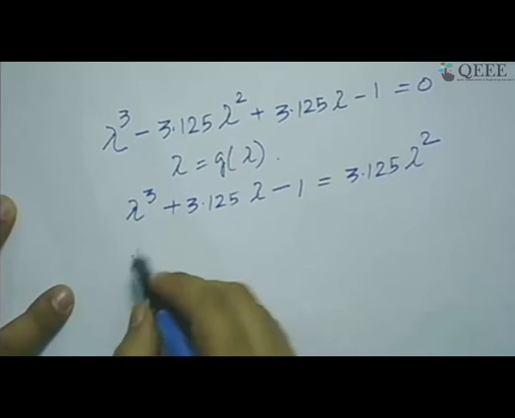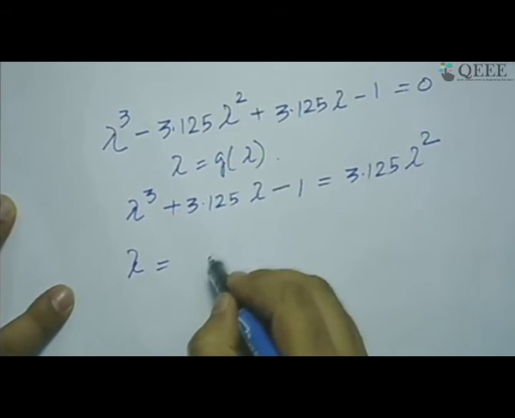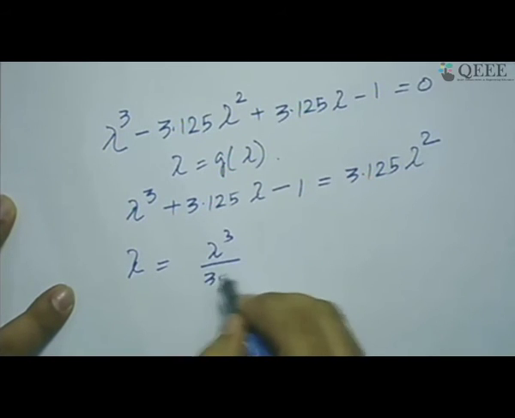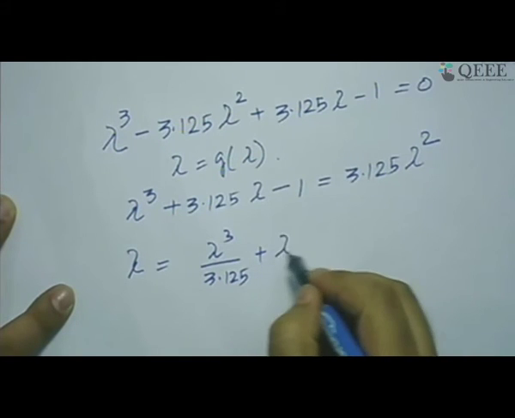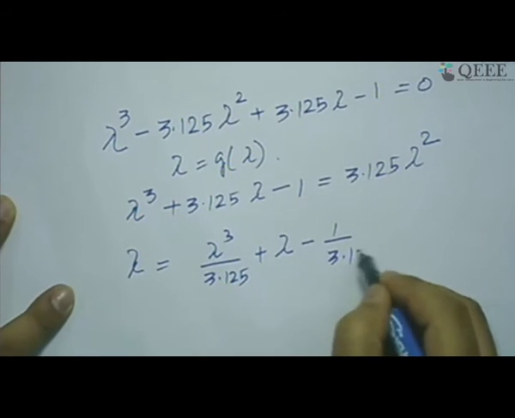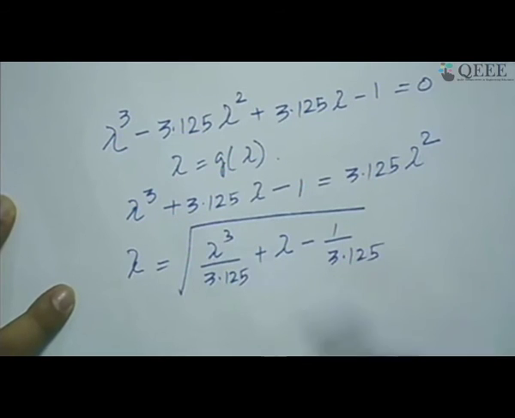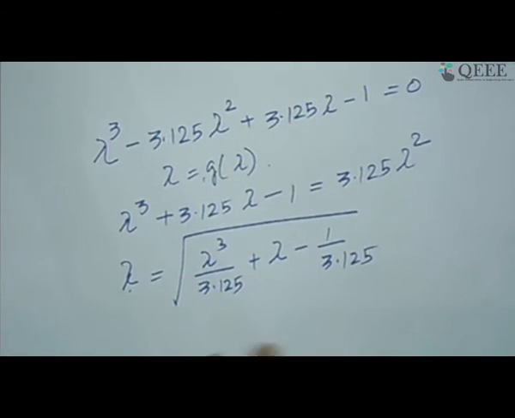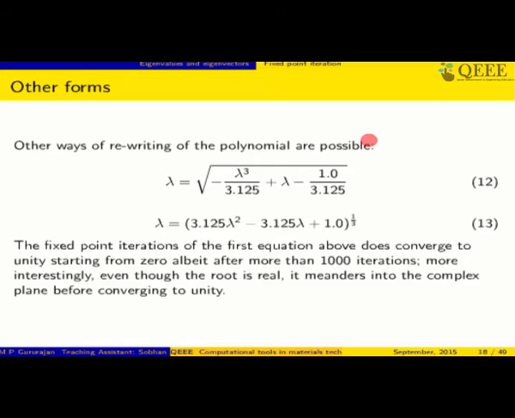So let's divide by this. So lambda equal to lambda cube by 3.125 plus lambda minus 1 by 3.125, right? So this is also in the form lambda equal to g of lambda. Then you might think that in this case maybe it converges, okay, so this is okay except for a negative sign here. I mean, I don't think there is a negative sign. If you see the slide, I think the expression is okay, but for this negative sign.